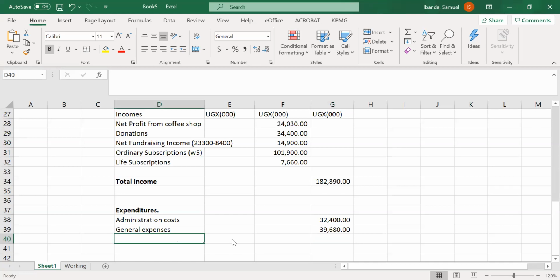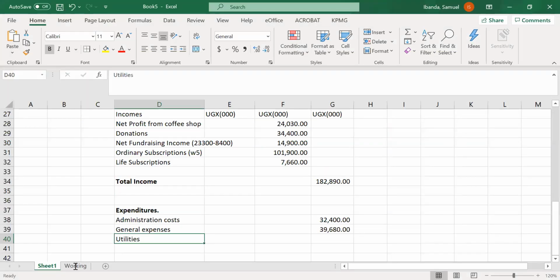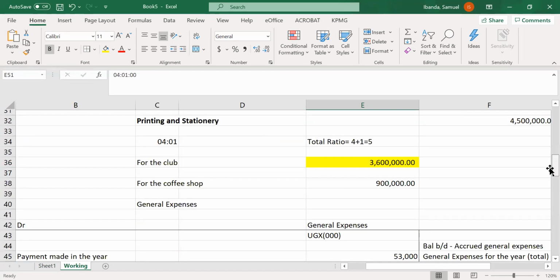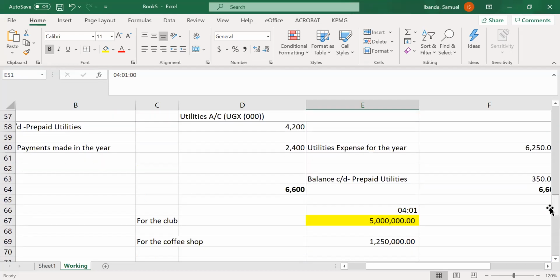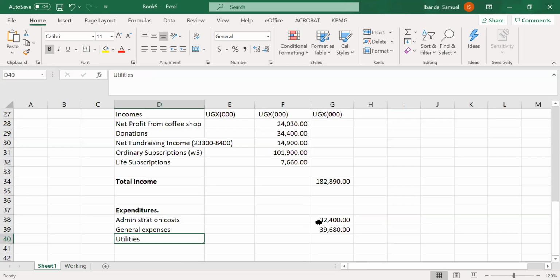Then the next thing I'm going to look at is the utilities. Remember, utilities are also expenses here, but we had some additional information on them. So right here, I also go and only consider the ones of the club. And where will I get that information? I'll just come to my utilities. I already did. I got 5,000 in this case, relating to the club, okay?